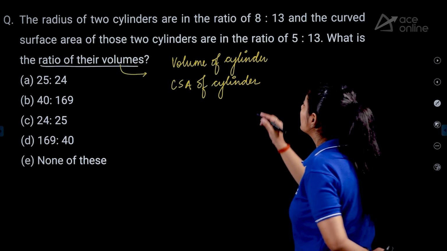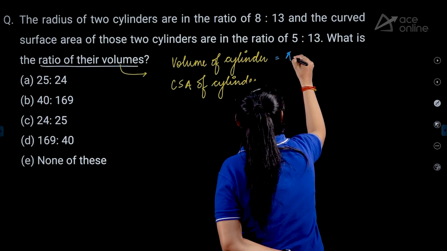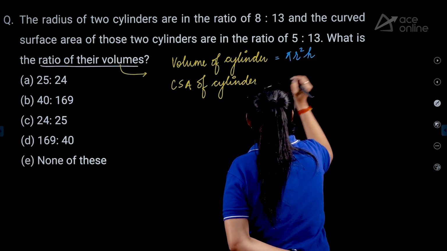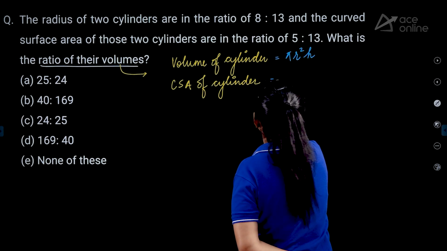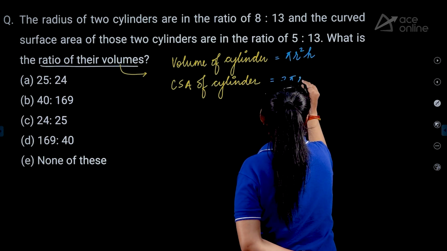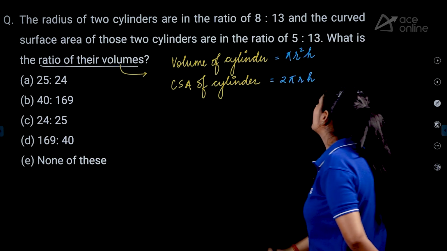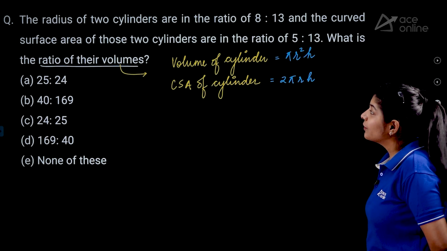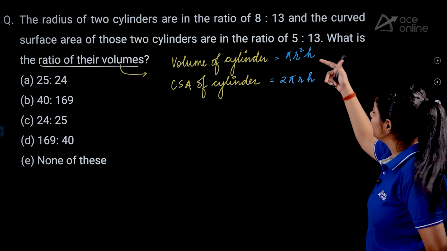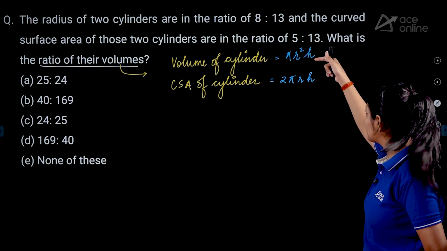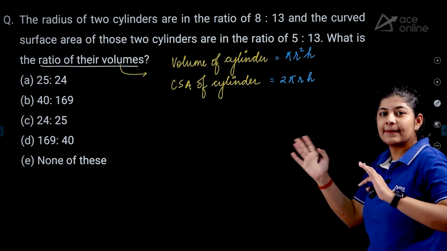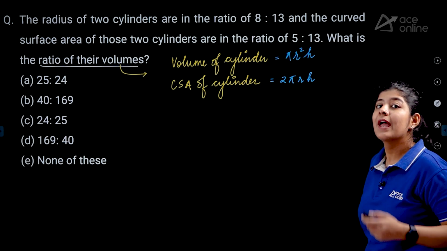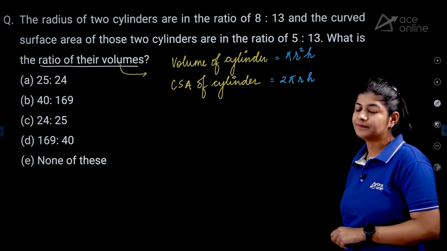So basically, the volume of cylinder is nothing but pi r square h, right? And the CSA of the cylinder is 2 pi r h. These are the two formulas that you have to use. So if you are having two cylinders, just simply take R1, R2 and H1, H2, so that you can differentiate all the terms that you are having.